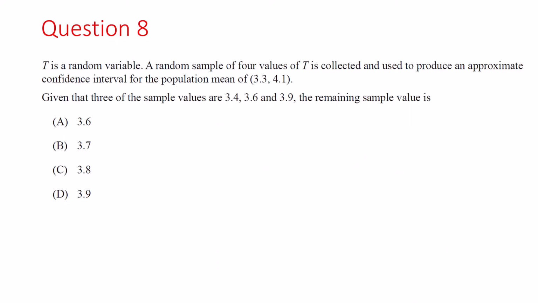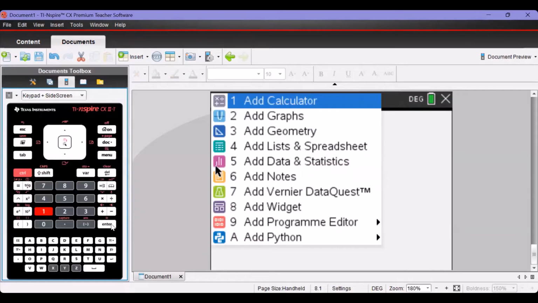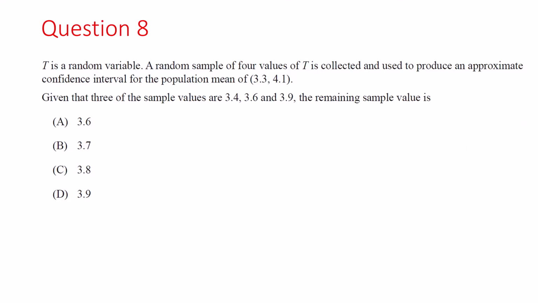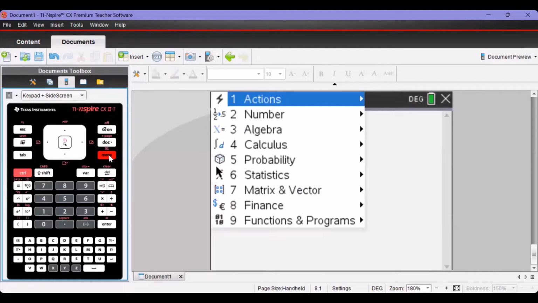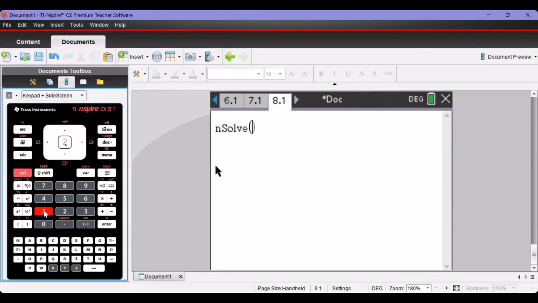Question 8, press Doc, 4 for insert, 1 or enter for new problem, add a calculator. Now the sample mean is the centre of the approximate confidence interval. So what we want to do is solve an equation, and let's find the numerical solve command, and we'll then illustrate what the equation is. So we'll press menu, 3 for algebra, 1 or enter for numerical solve. And the centre of the confidence interval is 3.7.